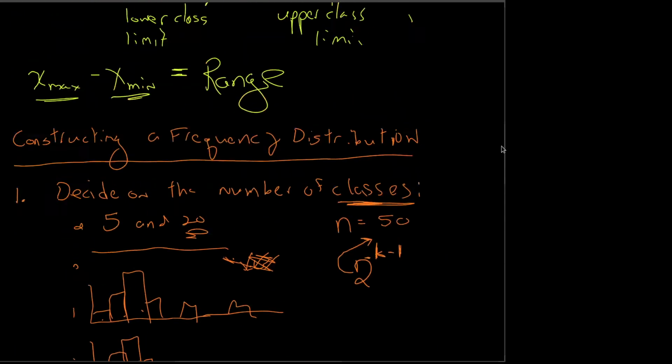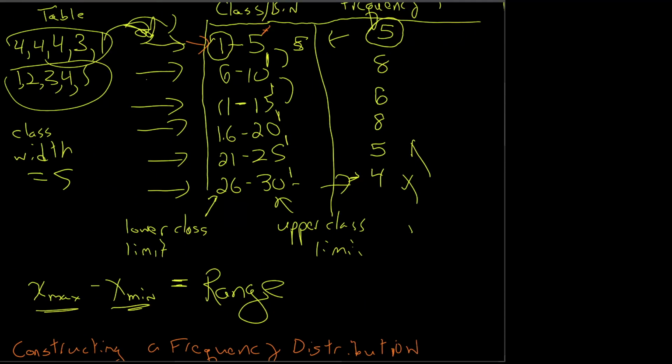Let's go back and look at this one that we had here. Remember how I said the class width was 5? So I start with 1, and I add 5, and I get 6. I add 5, and I get 11. I add 5, and I get 16. I add 5, and I get 21. And I add 5, and I get 26. And I have my 1, 2, 3, 4, 5, 6 width classes. There are 6 classes here. And now I've gotten all my lower ones. So I start with my lowest data value, and I add the width.